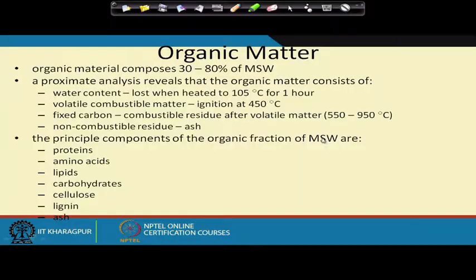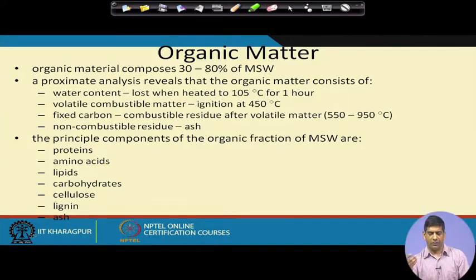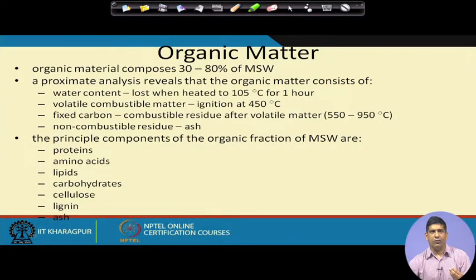So, there are different terminologies you will see that are used, and we need to get those as well. One of the important ones is organic matter, because it is the organic matter which is going to get degraded in the composting or anaerobic process. Organic material composes nearly 30 to 80% of MSW, depending on where you are. It is around 30 to 80% of municipal solid waste.